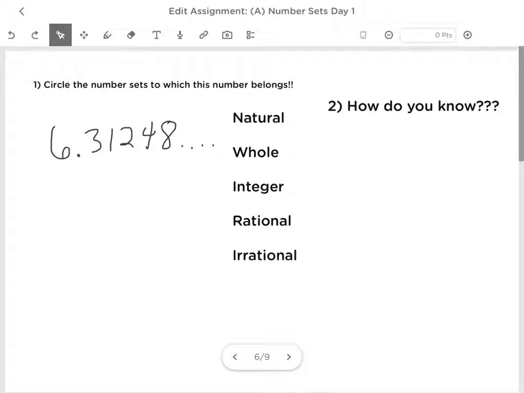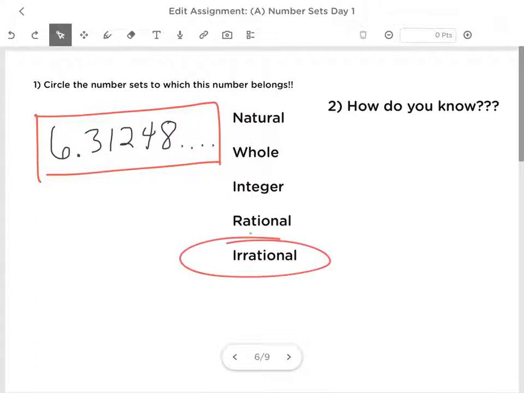Okay, here we have a decimal that goes on forever, but does not appear to repeat a pattern. That automatically, by definition, makes it irrational, so it can't be any of these. So that's how I know. It's a decimal that goes on forever and does not repeat a pattern, and that makes it irrational by definition.